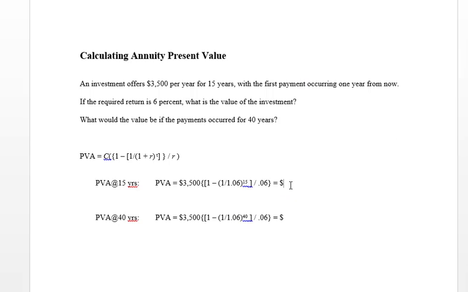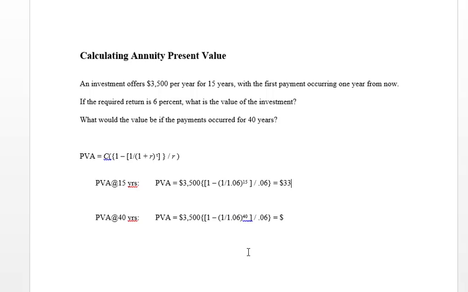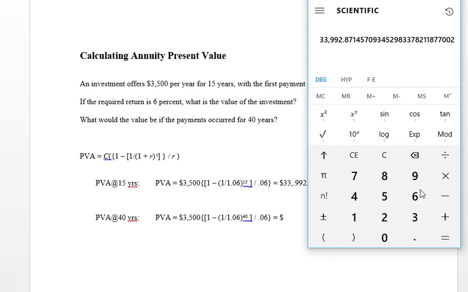33,992.87. Okay, so that's how I like to do that problem, and you would do the same thing for the next problem. We would run the calculation out. Let me just show you this.